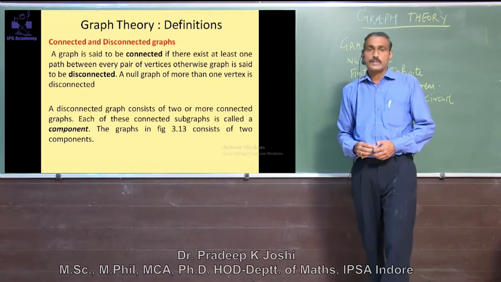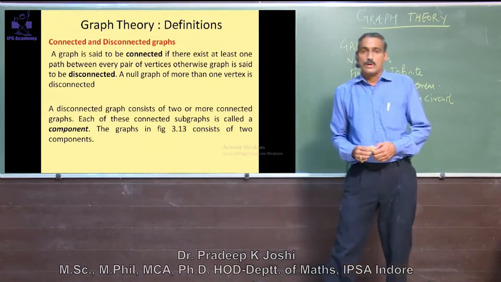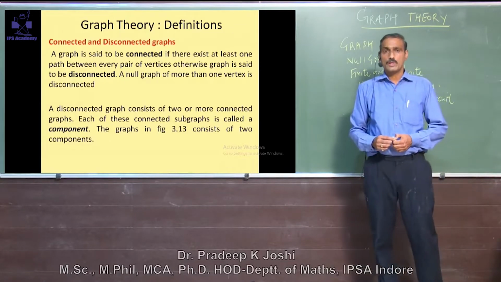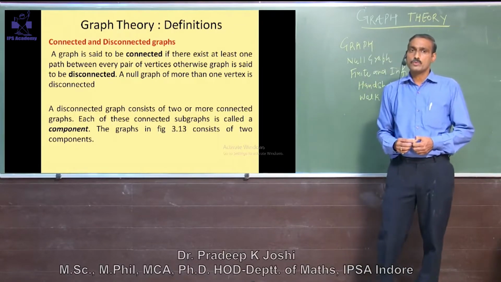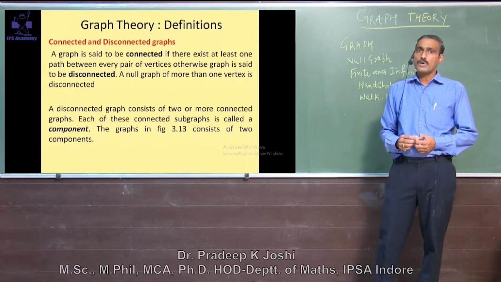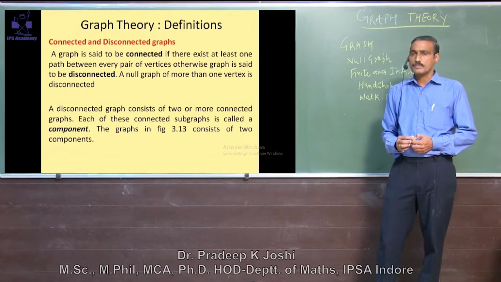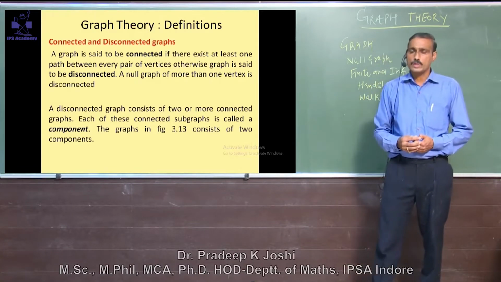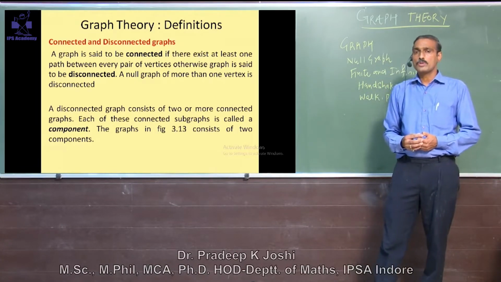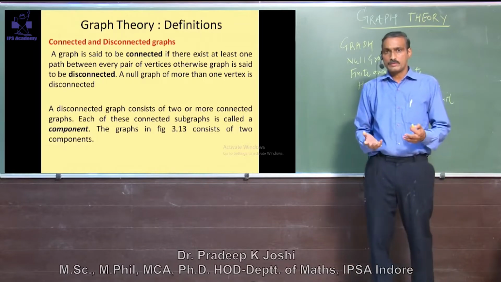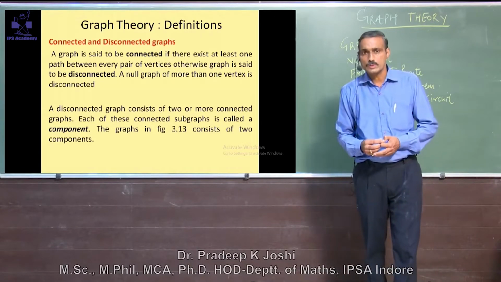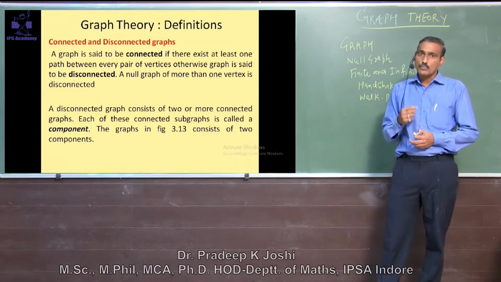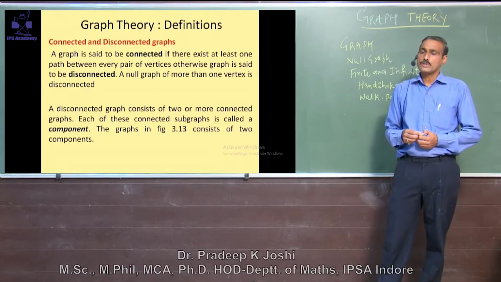Now connected and disconnected graphs. A graph is said to be connected if there exists at least one path between every pair of vertices. Otherwise, the graph is said to be disconnected. A null graph of more than one vertex is a disconnected graph. A disconnected graph consists of two or more connected graphs. Each of these connected subgraphs is known as a component. So what are components? In a disconnected graph, the various connected subgraphs are known as the components.